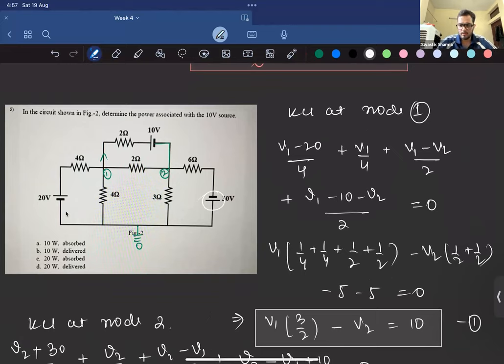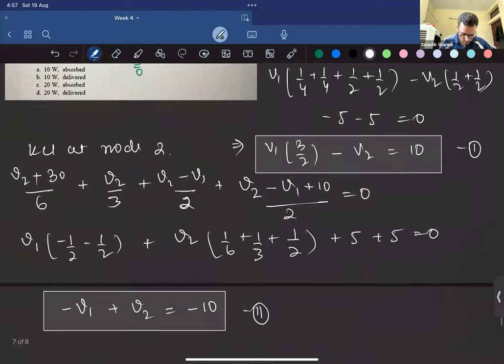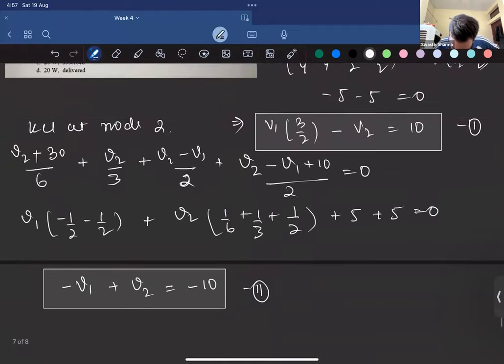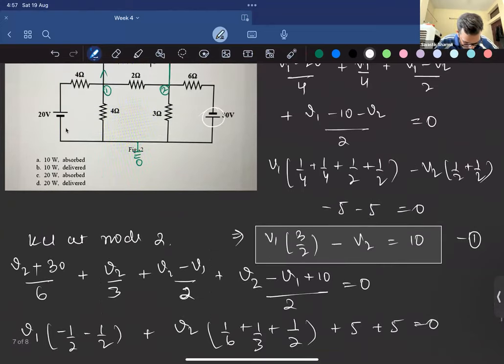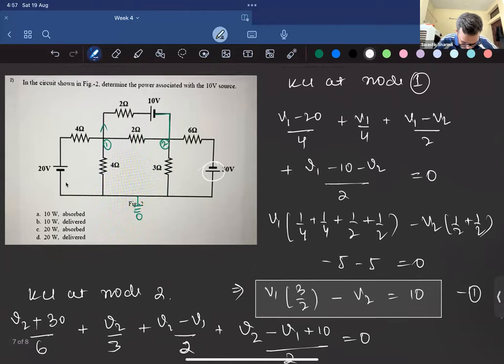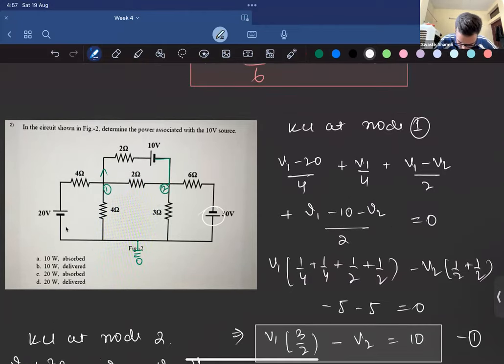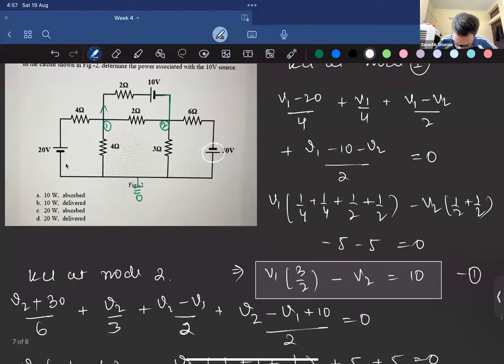Seems a bit wrong. Let's solve it. So just a second, did we make a mistake somewhere? V1 minus 20 by 4, V1 by 4, V1 minus V2 by 2, plus V1 minus 10 minus V2 by 2, correct? So it would be 1 by 4, 1 by 4, 1 by 2, and 1 by 2. This is correct. Then it's minus V2 by 2 and minus V2 by 2, which is minus V2, and this is 10.